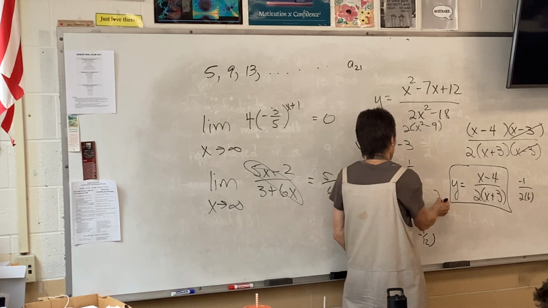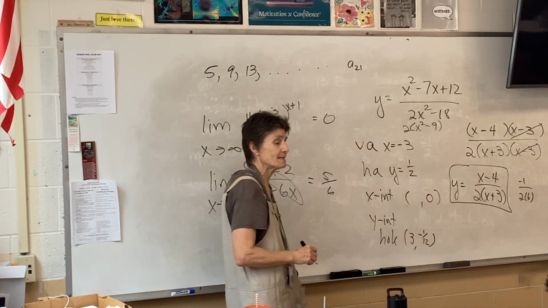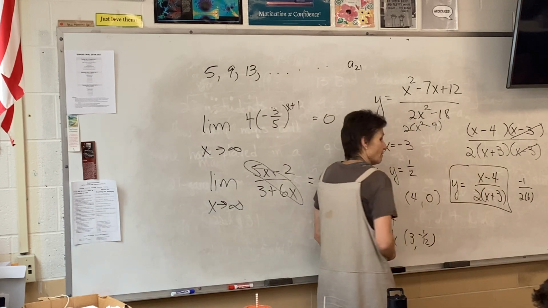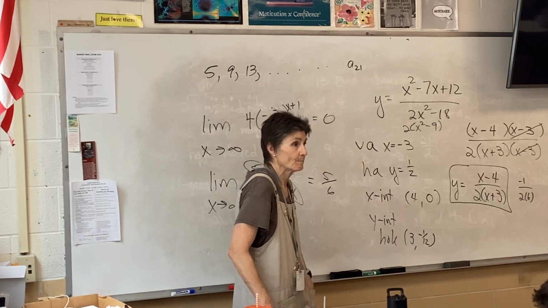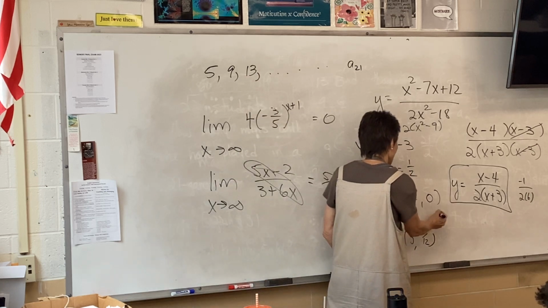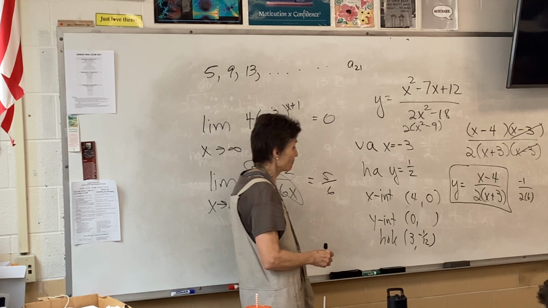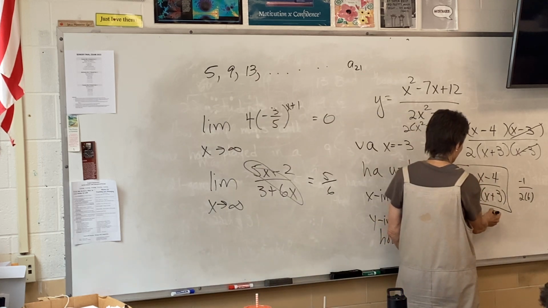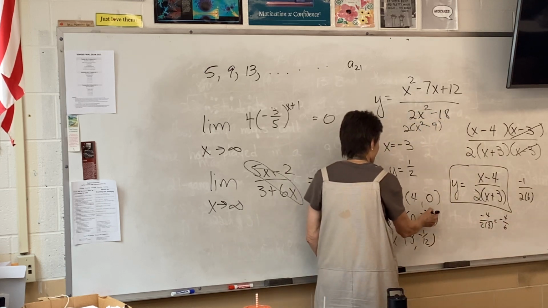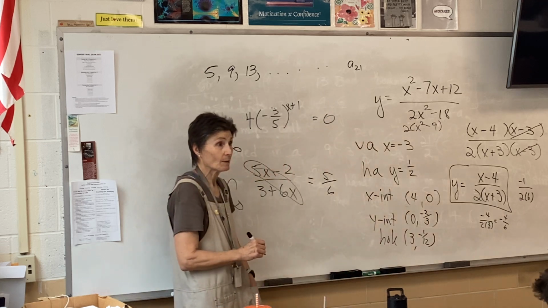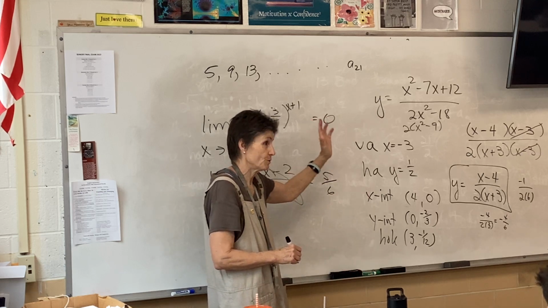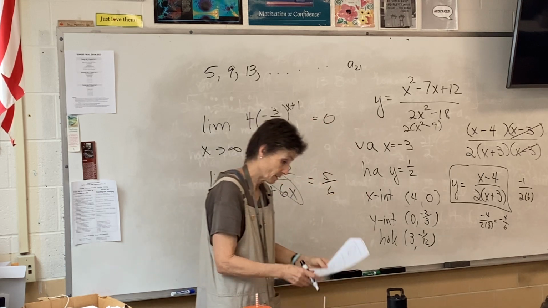X-intercept is whatever makes the thing equal 0. Well, the only number that's going to make this equal 0 is 4. X-intercepts come from the numerator. What makes the numerator 0? And then your y-intercept is what happens if you plug in 0. So if I plug in 0, I have negative 4 over 2 times 3, which looks like negative 2/3. Now again, you're not going to find all that. You'll find 1 or 2 of those things.